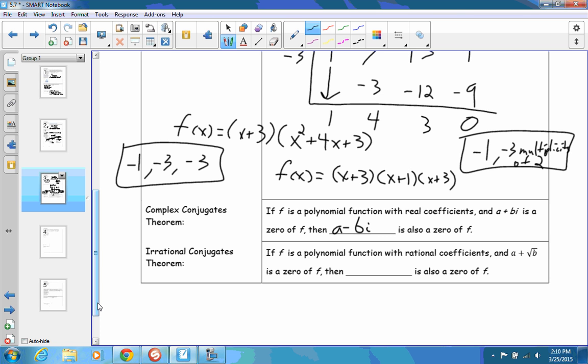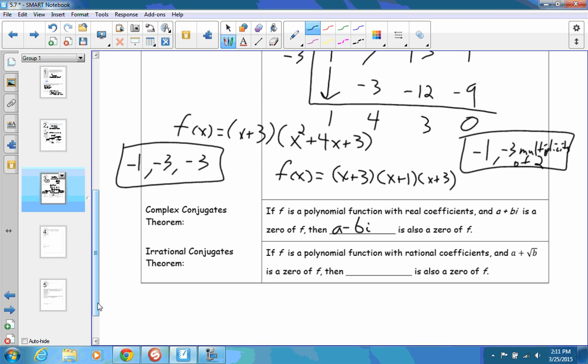If you know that one of your complex numbers is a zero, the opposite of it, not the reciprocal, or not even really the opposite, but a minus the complex number is also a zero. You don't even have to do math. You just change the sign, right?